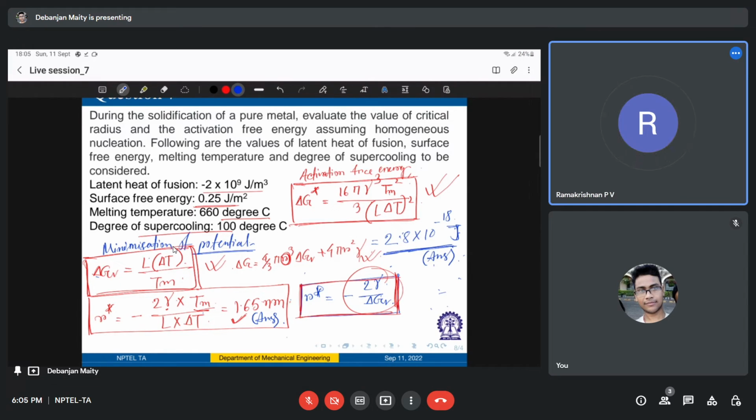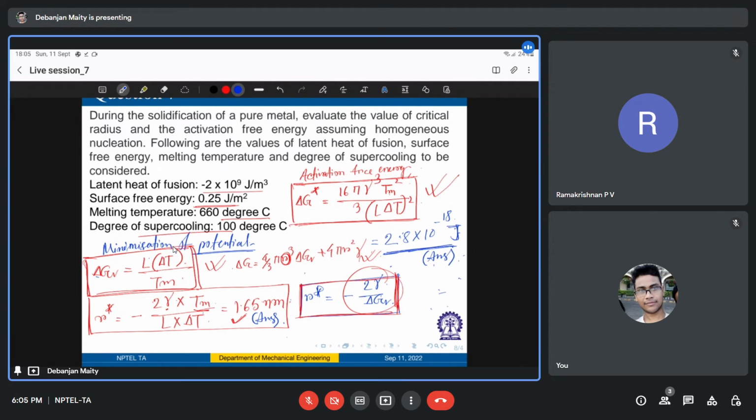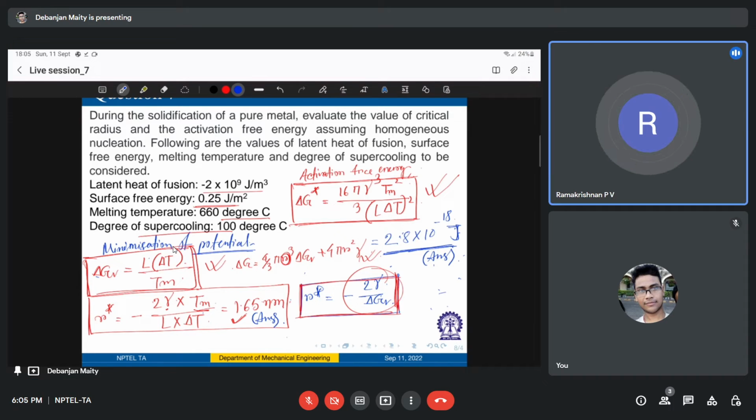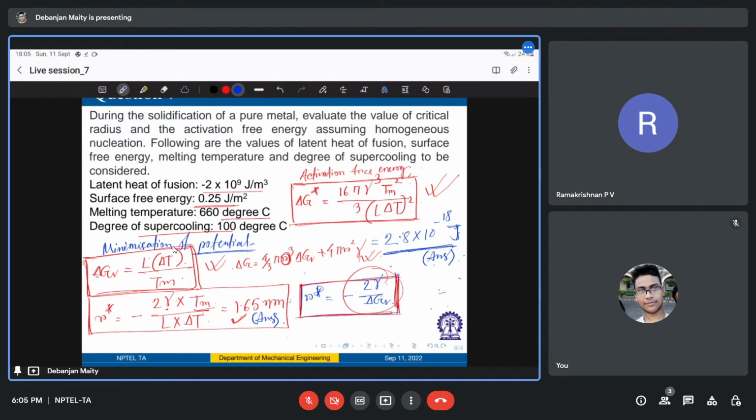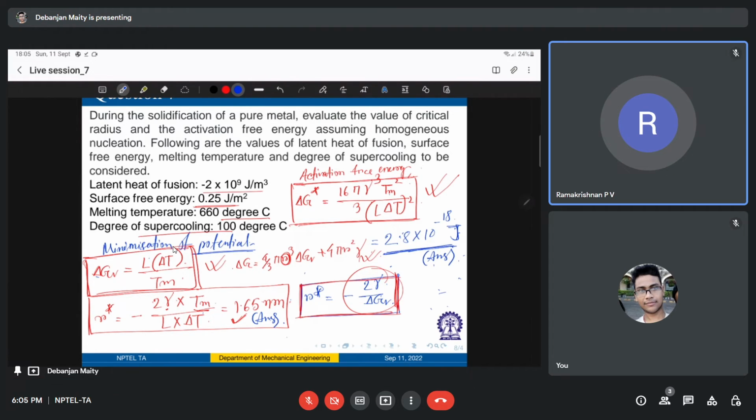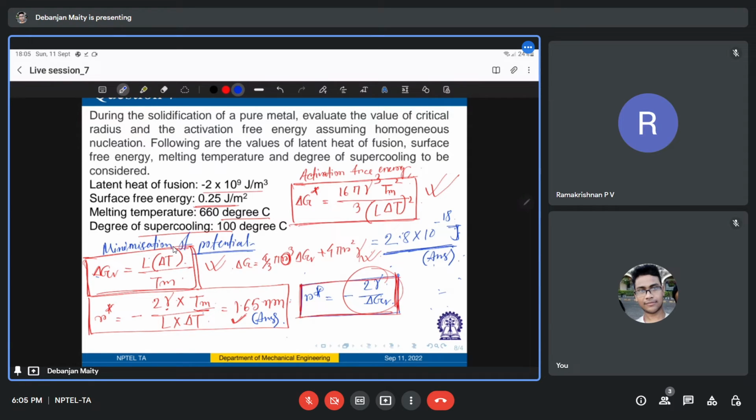I'm getting 2.85 into 10 power minus 18. Oh, sorry, have you got any answer? I'm getting 2.85 into 10 power minus 18. Same answer, 2.85. Right. Mine that power is perfect, right? Minus 18. Yes, sir.